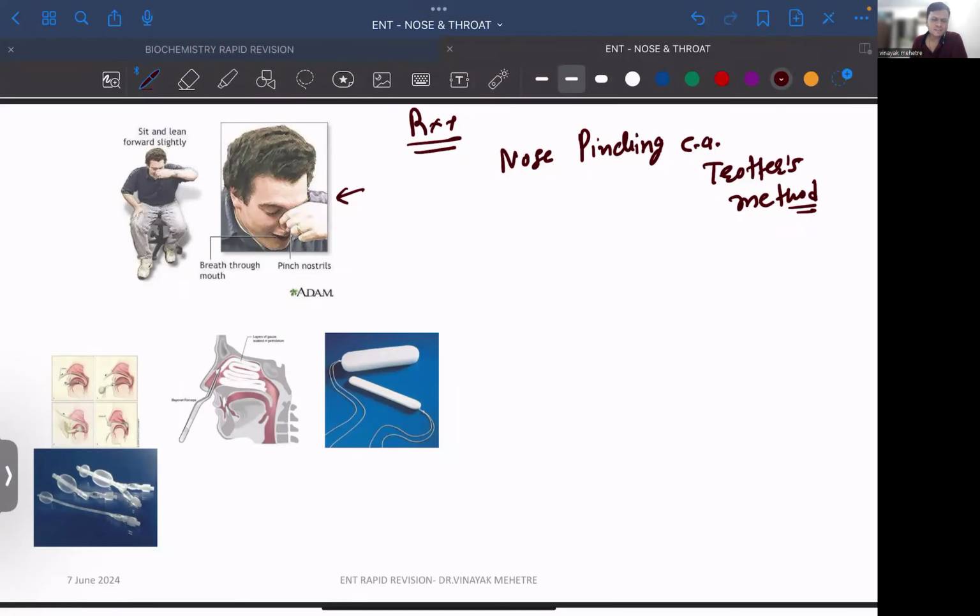if bleeding is not stopping by doing Trotter's method, what should we do next? And this is the catch in your exam. Though we don't do it usually, but in the exam we have to follow the guidelines, right? What is the next?